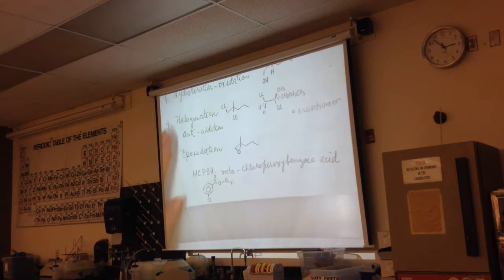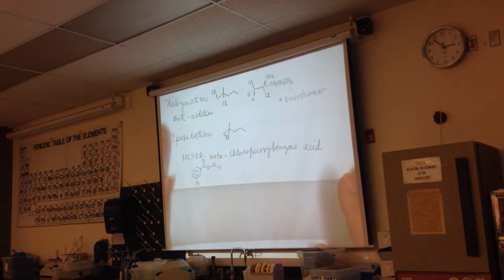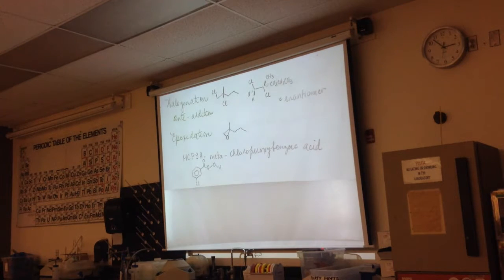And MCPBA is really this. I don't know if you saw the structure before. You don't have to know it yet. When we do aromatics, we'll bring it and then it'll all make sense. So for now, here it is, there it isn't. You don't need to know it.